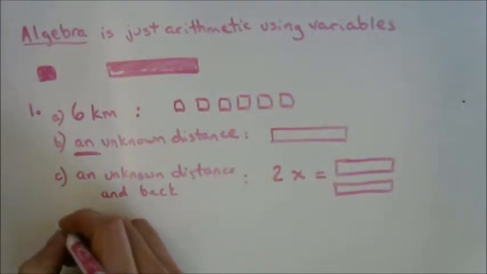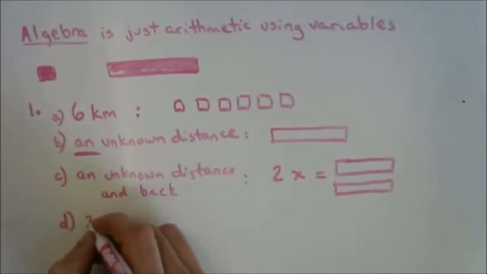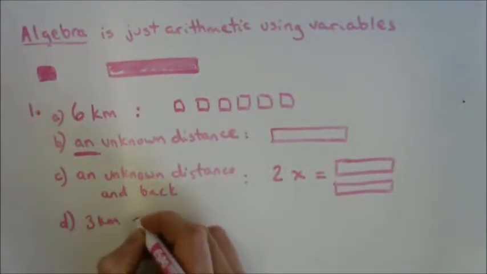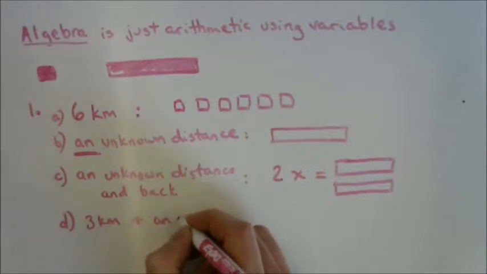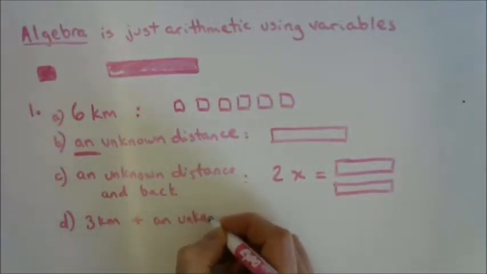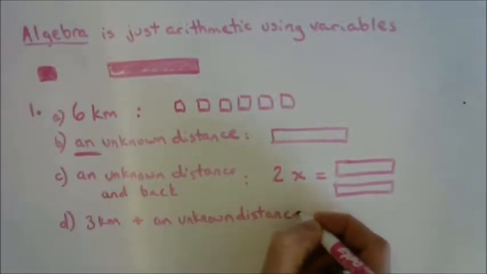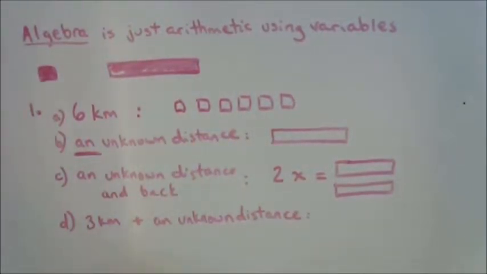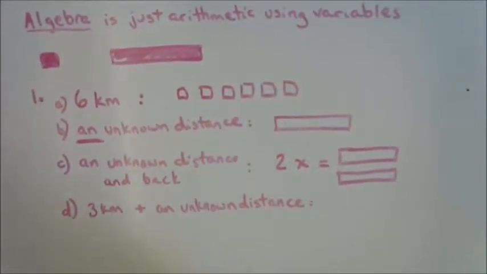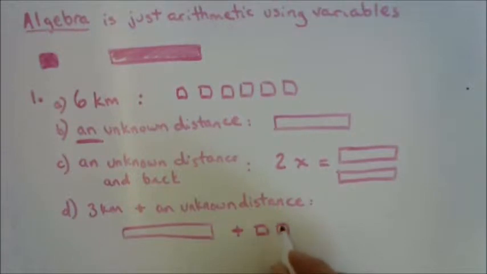And the last one is a little bit trickier. 3 kilometers plus an unknown distance. Try to just do it without calling it out. An unknown distance plus 3 kilometers. So we've got our unknown distance, and we're adding 3 units.